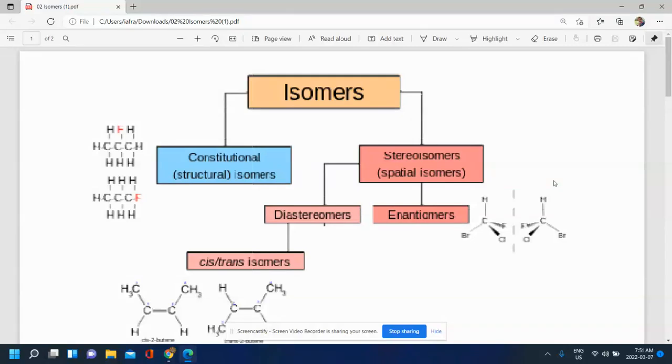In this video, we're going to go into more depth on isomers. So when we look at isomers, this is a great chart to start with. It classifies isomers into two main categories. There's something called constitutional isomers or structural isomers, and then also a type of isomers called stereoisomers or also spatial isomers. And within the stereoisomers, you can have what's called diastereomers, which are cis-trans isomers, and then you can also have enantiomers.